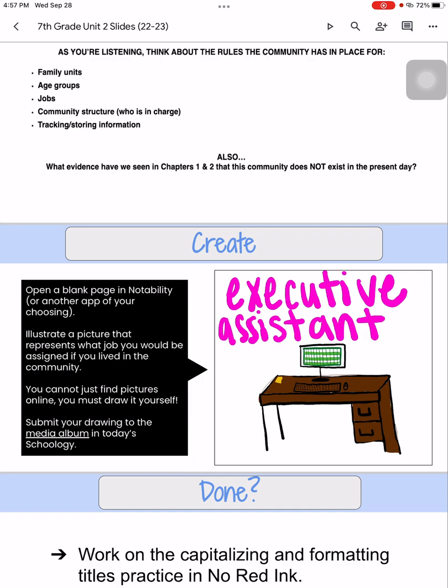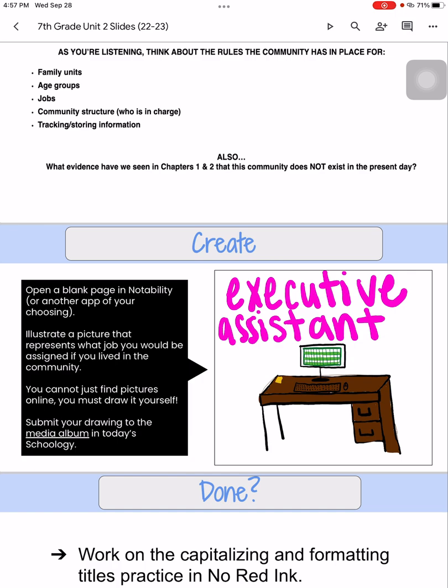So for your activity today, you are going to open a blank page in Notability. You can also use another app if you don't want to use Notability. And you're going to illustrate a picture that represents what job you would be assigned if you lived in the community. This can be a job that was mentioned already in the chapter, or you can make up a new job that you think would best fit you. And you're going to illustrate a picture of what you think that job would be. You cannot find pictures online. You're not allowed to just copy pictures from online. You must draw the picture yourself.